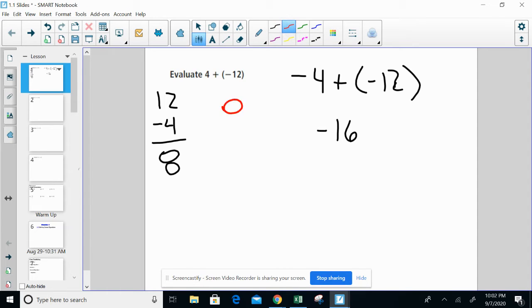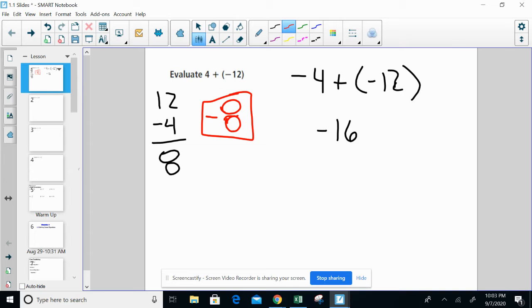8 is part of our answer. Now we just need to decide if it's negative or positive. What you want to look at is, of the two numbers we just added, which one's bigger? 12 is bigger than 4. The 12 is negative, so your answer will be negative. So just a reminder there.